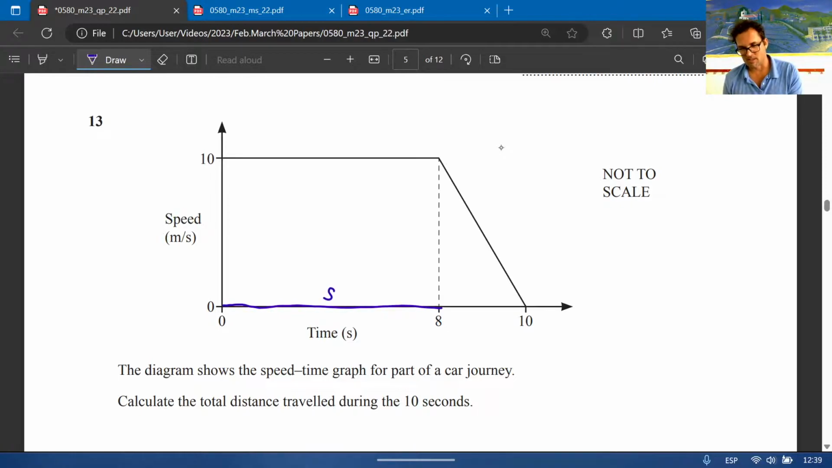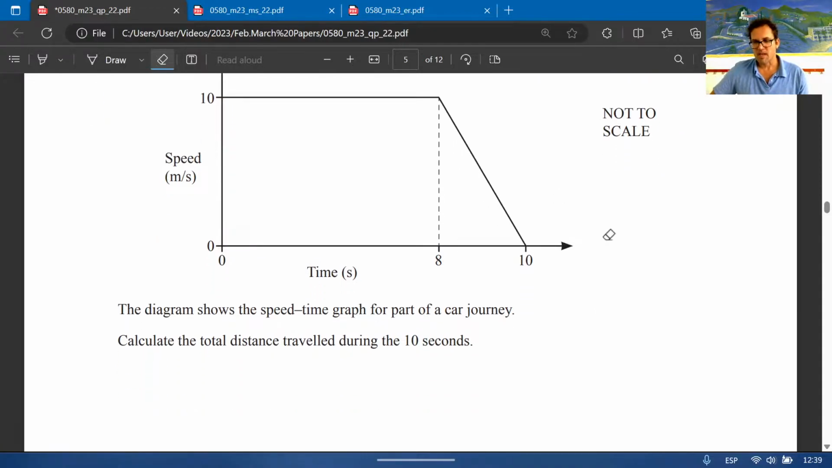This is times in seconds. This is speed in meters per second. If I multiply meters per second by seconds, the seconds cancel out, leaving a meter. Meter is distance. So now the units kind of tell you what to do. Okay. We want meters. We just multiply together.